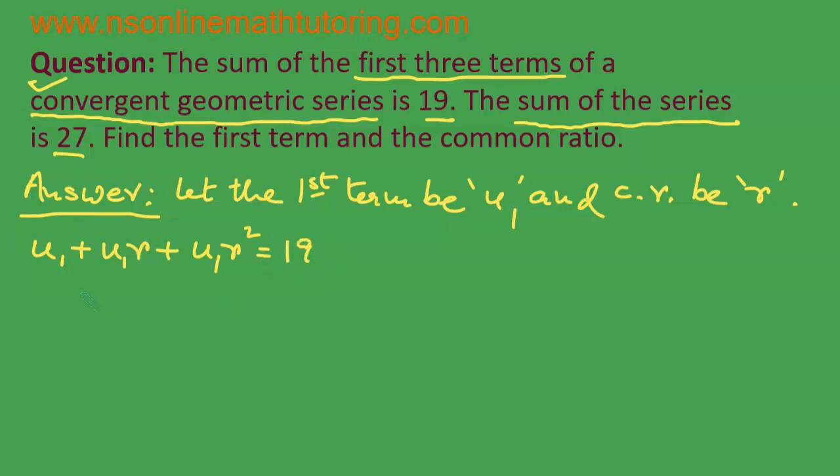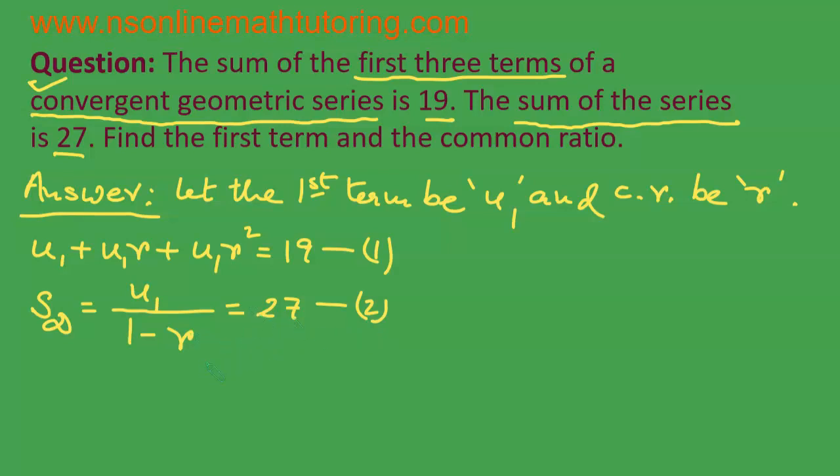And the sum of the series is 27. Sum of the series means the infinite series, hence it is S infinity. And what is the formula for that? It is the first term, that is U1 over 1 minus R, equal to 27. So let this be our first equation and this be our second equation.